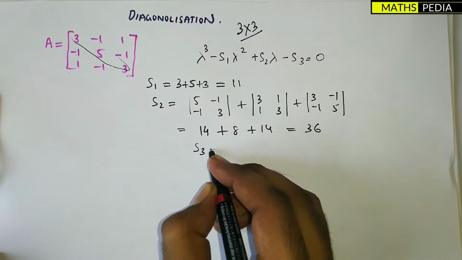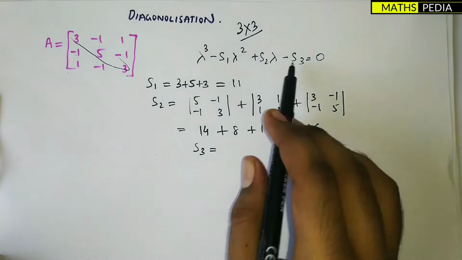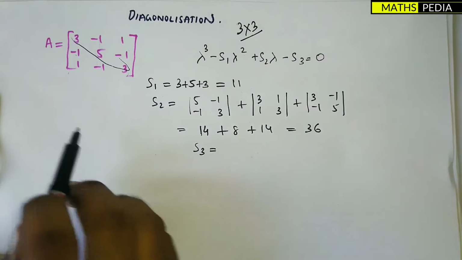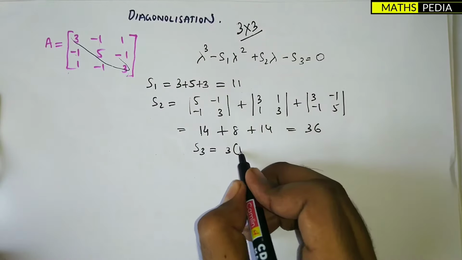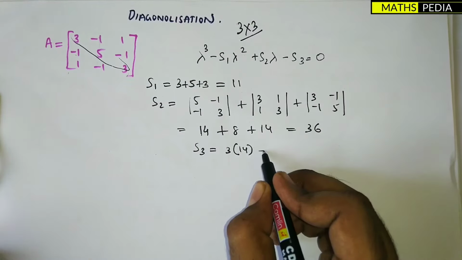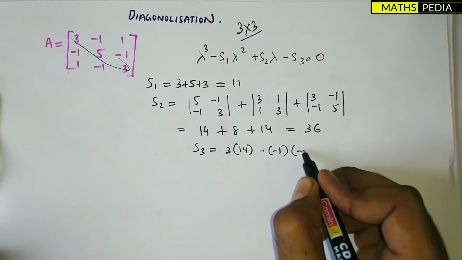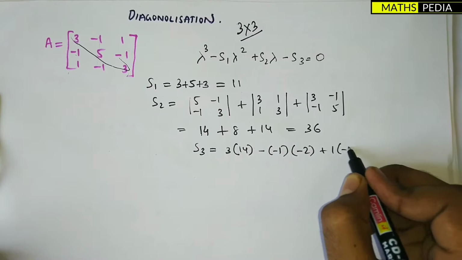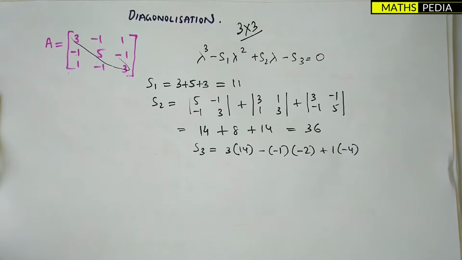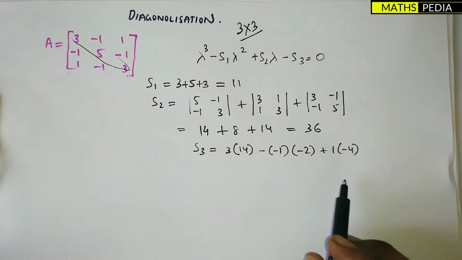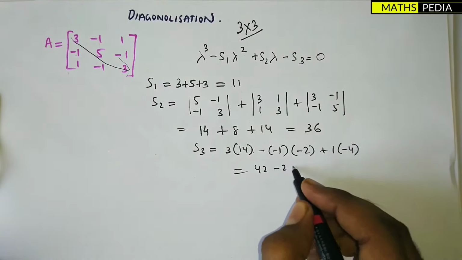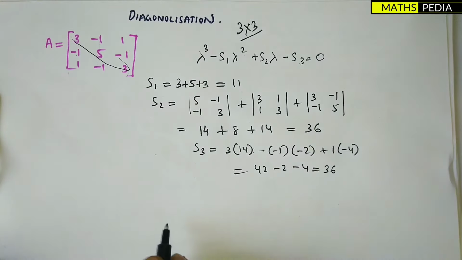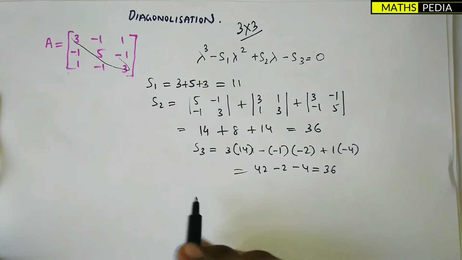Now you have to find S3. S3 is basically the determinant of the whole matrix. So I will take the first row and find it out. 3 into 14, minus of minus 1 into minus 2, plus 1 into minus 4. I hope you know how to find the determinant. Now the next thing is that you have to just simplify this. This will be 42 minus 2 minus 4, which is equal to 36.